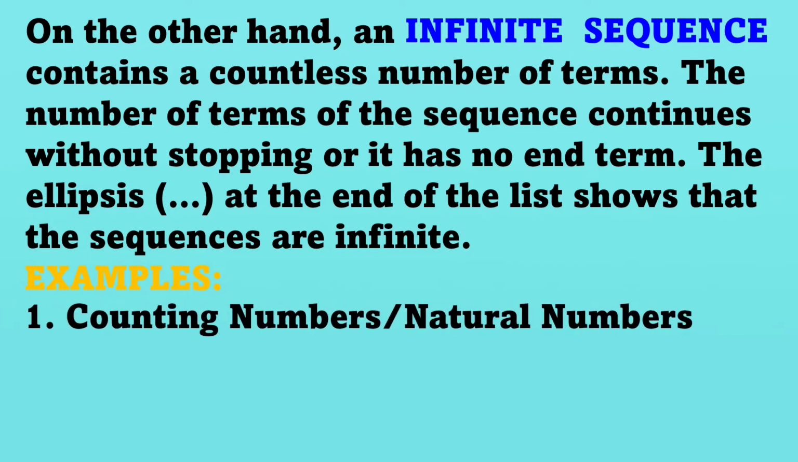For example, the counting numbers or the natural numbers. In elementary, you talked about the successor property. It states that after a given number, there will always be a number next to it. In the natural numbers, after 1, the next is 2. After 2, the next is 3. Then followed by 4, 5, 6, and so on. So here, we cannot determine the last term of the sequence because after 6, there are still numbers next to it. Therefore, the counting numbers is really an example of infinite sequence.